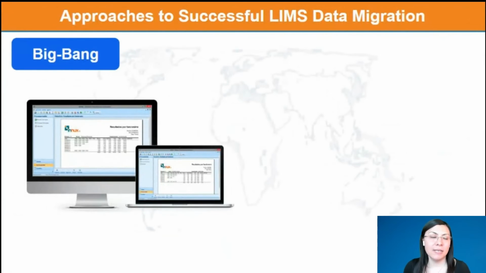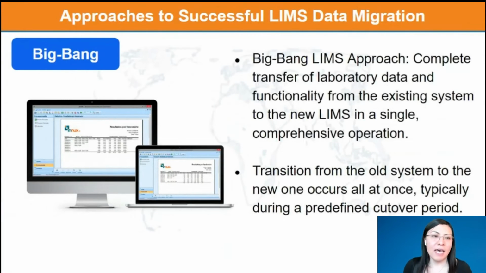The third approach is the big bang. This approach ensures the complete transfer of laboratory data from the existing LIMS to the new one in a single operation. The transition from the old system to the new one happens at once and during a predefined cutover period. This approach is the fastest, but it is also the least used among these three approaches. Why? Because your lab operation needs to be very simple to be able to transfer it in, let's say, 2 weeks. It has to be a very simple workflow.